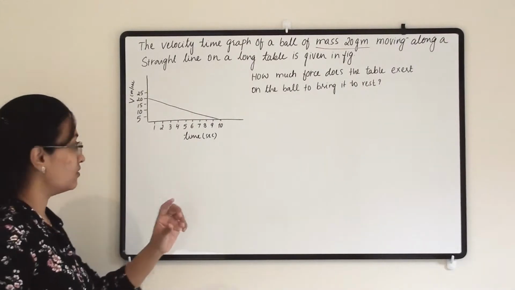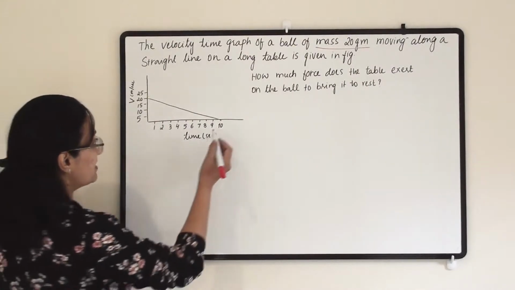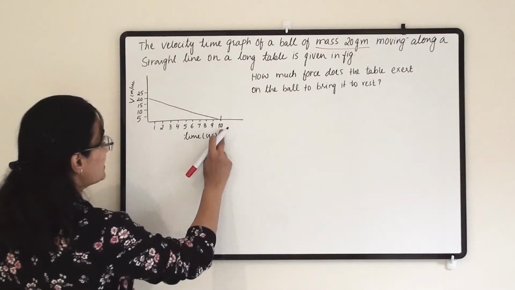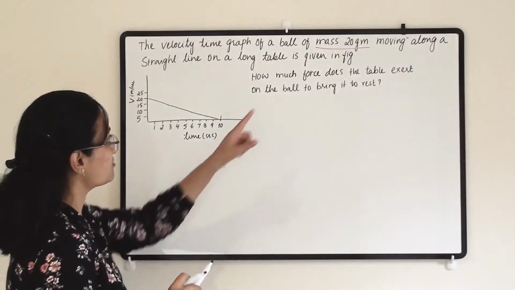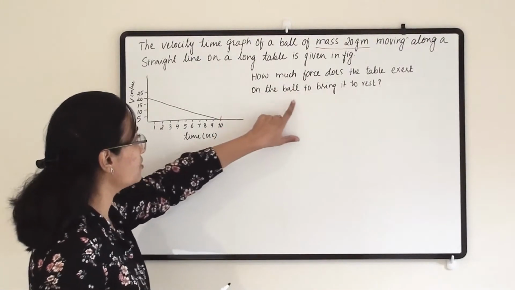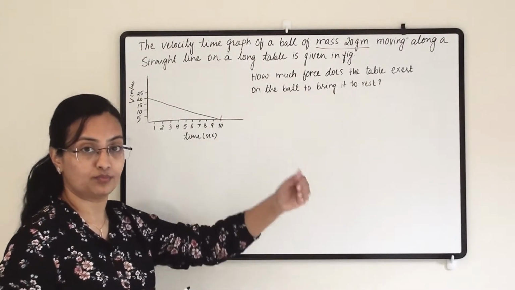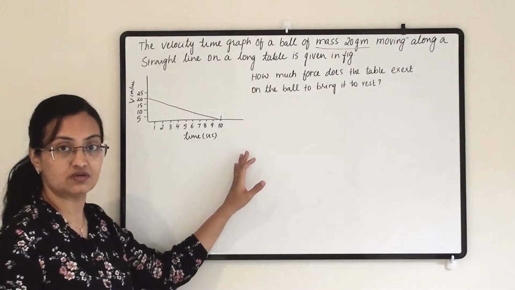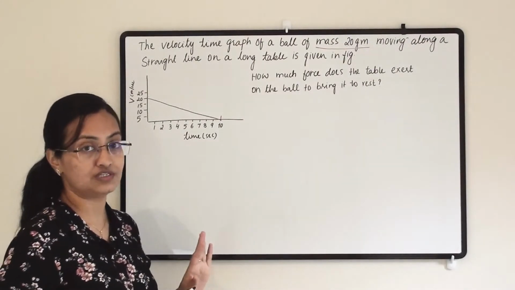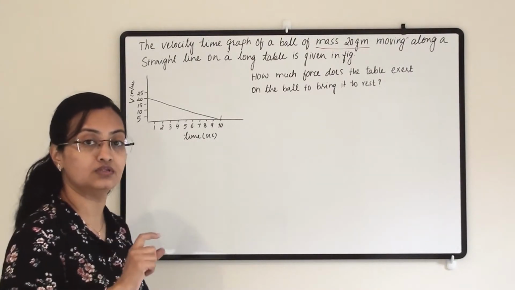The ball is moving on a straight line and eventually it will stop. They have said that it has stopped after 10 seconds, and it has a mass of 20 gram. How much force does the table exert on the ball to bring it to rest? Bring it to rest means it will stop after running for some period of time to some distance. So we have to find out the friction force applicable on the ball.